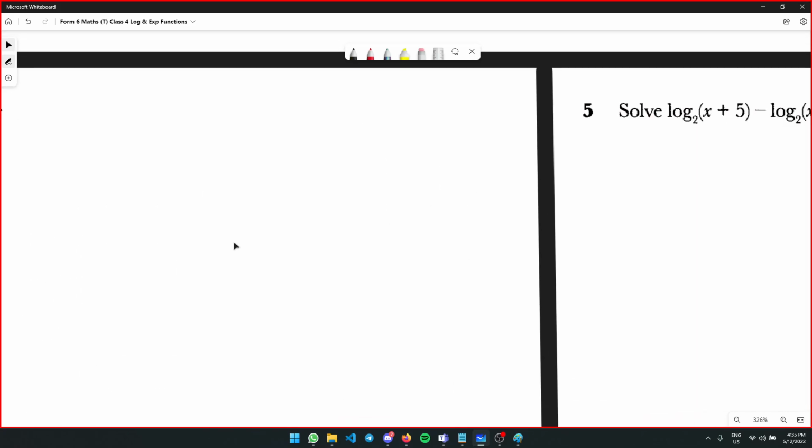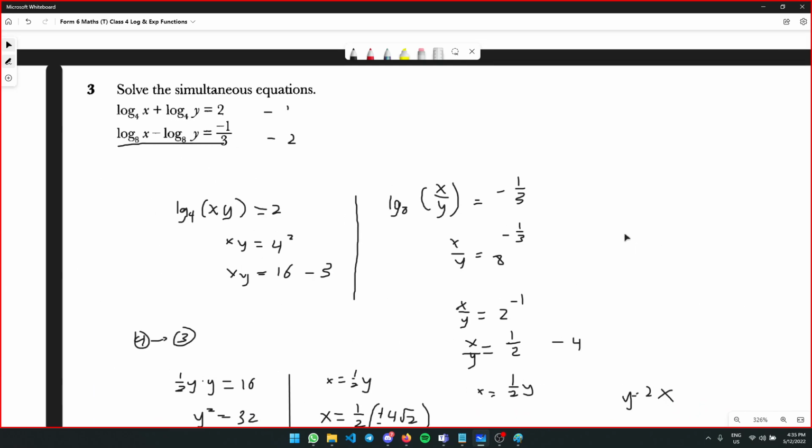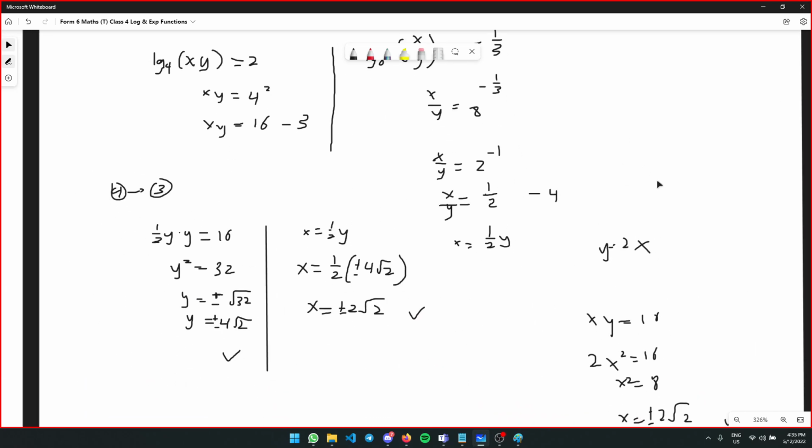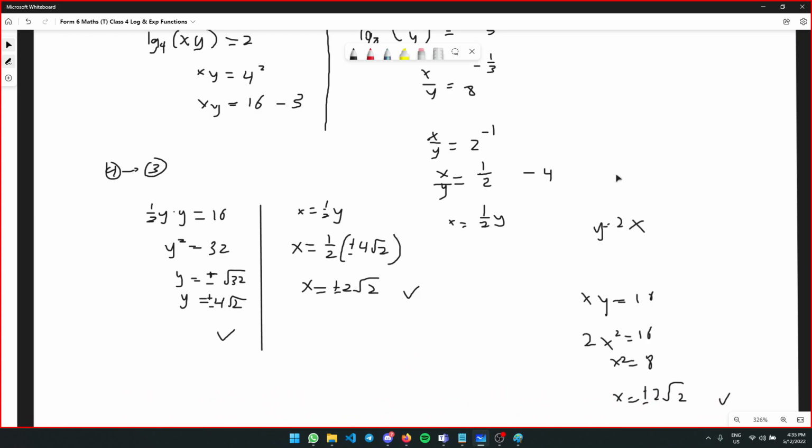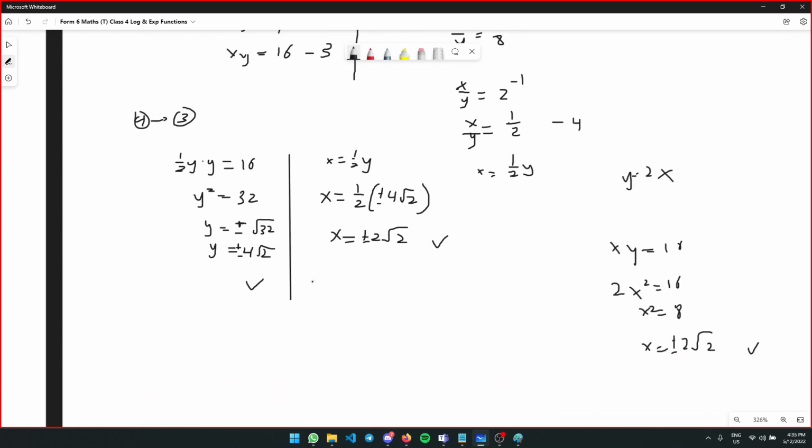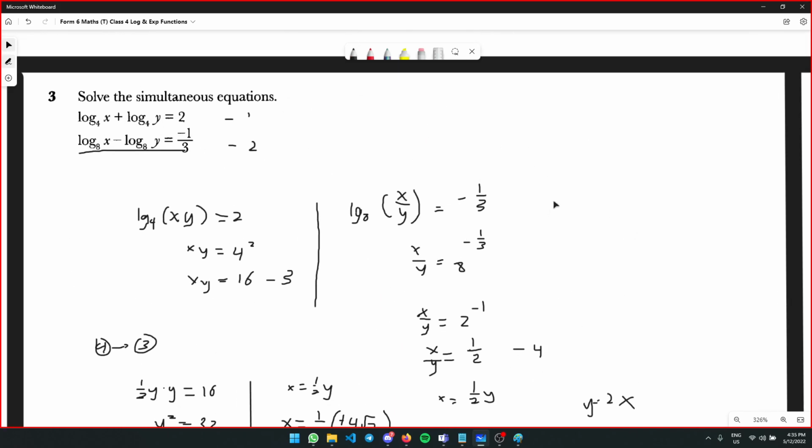Okay, let's go to question number 4. So for x and y, both have two values, right? Yeah, both have two values. Okay, you get positive and negative. But the thing is, negative 4 root 2 does not exist, and negative 2 root 2 also does not exist. For the final answer, just put x and y equals 2 root 2 and 4 root 2, positive. Why is that? That's because log can only exist for positive values.